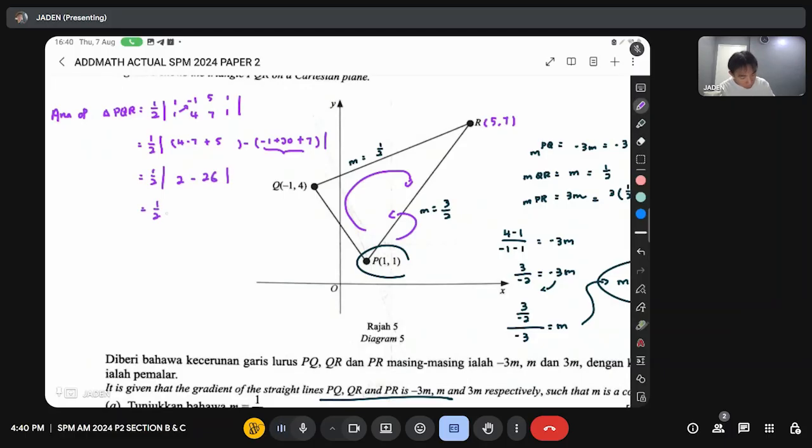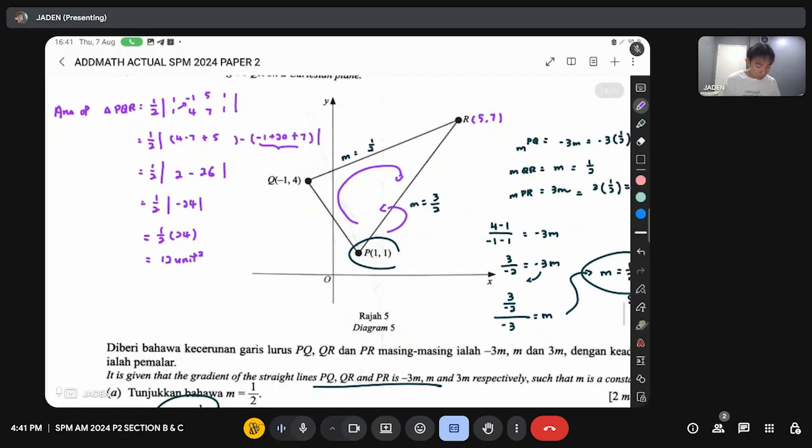So 1 over 2 modulus 2 minus 26 is negative 24, but with the modulus, you will end up with a positive 24, and then 24 divided by 2, you get 12. So 12 units square is the area of triangle PQR. That is how fast you can get your area using the shoelace formula, okay? So we are done with area.